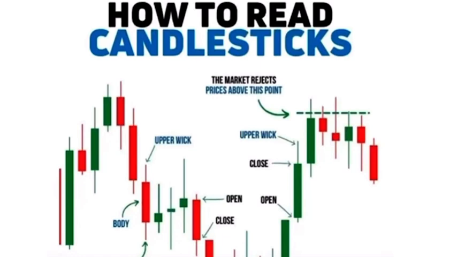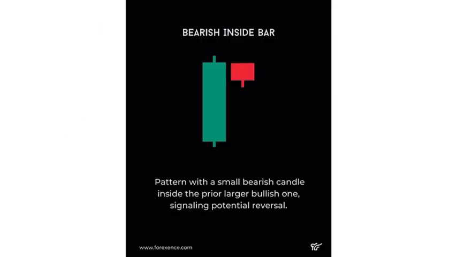So how to read candlesticks is very important. First, the upper wick, that long line that you see, is very important. It shows the highest point the price went, or the lowest point, right? So you have to understand. And next, you have to understand the open and the close price.